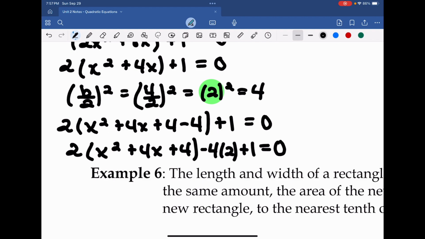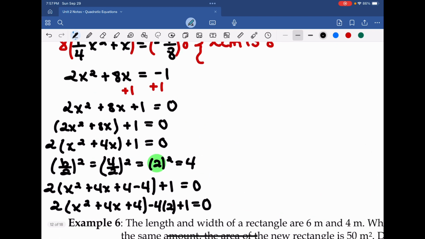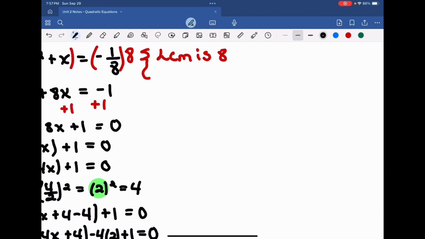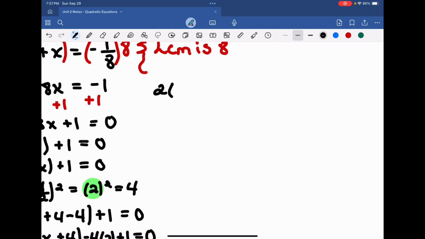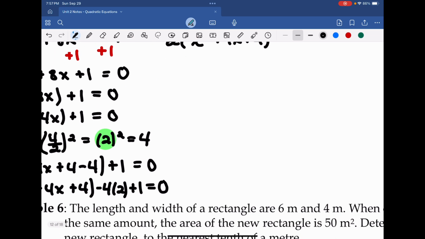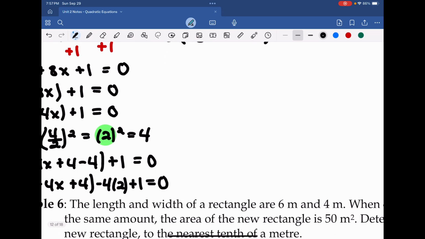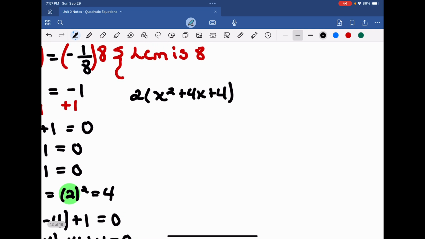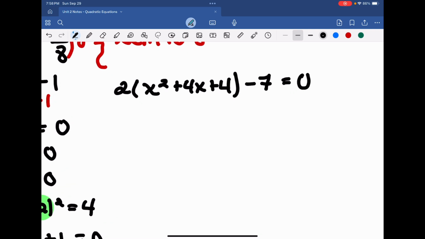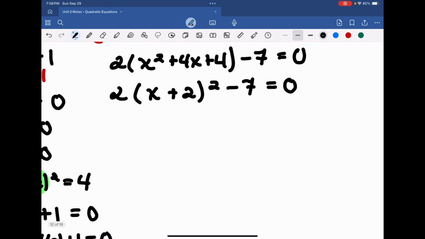Now what I'm going to do is carry this up over to the right-hand side here so we can continue forward. I'm going to rewrite this trinomial as the following. It's going to be 2, we add our x squared plus 4x plus 4 on the inside. On the outside, it was negative 4 times 2 is negative 8. Negative 8 plus 1 is negative 7. So I'm going to write negative 7 is equal to 0 like this. Now, I want to convert this from a trinomial to its perfect squared factored form, which is x plus 2 all squared minus 7 is equal to 0.